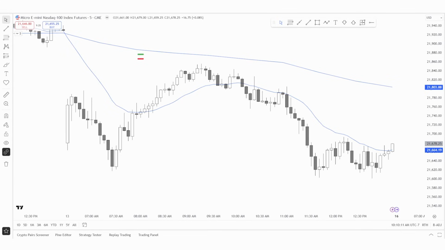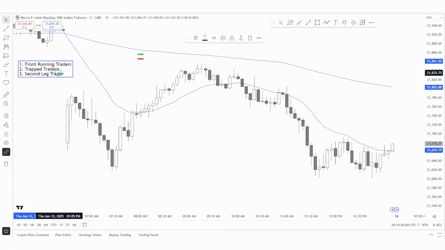Second legs have three types of traders. These are the three types of traders present in a second leg: the front running traders, trap traders, and then this is us, the second leg traders.